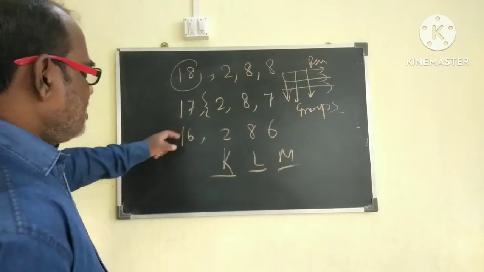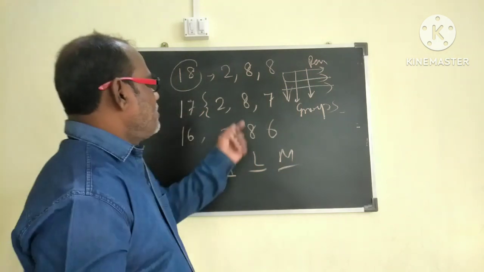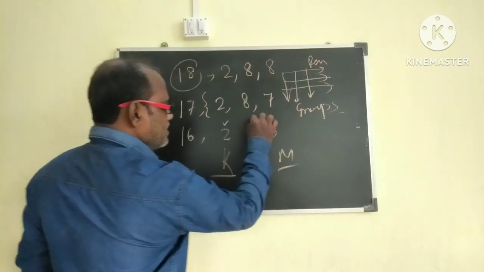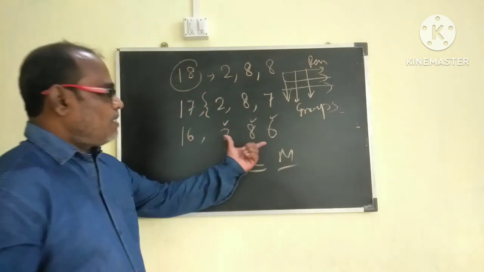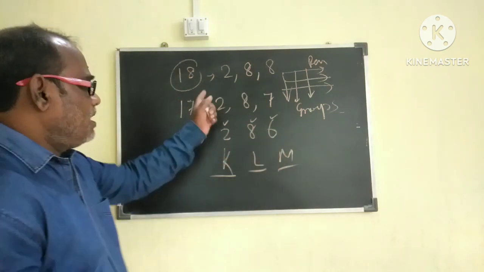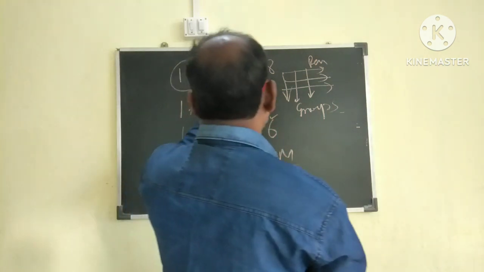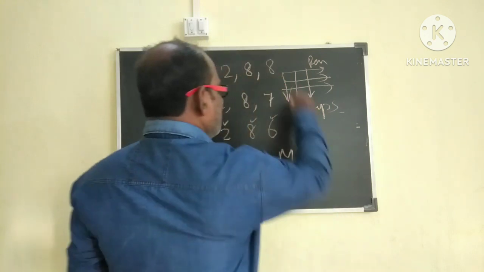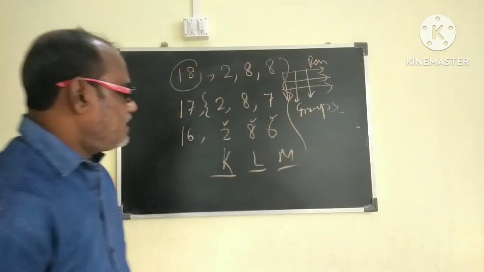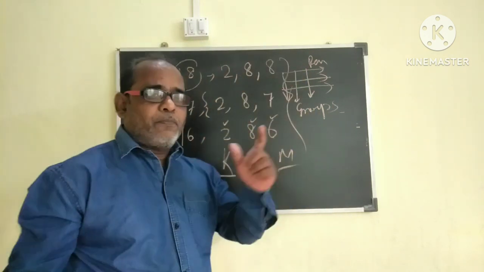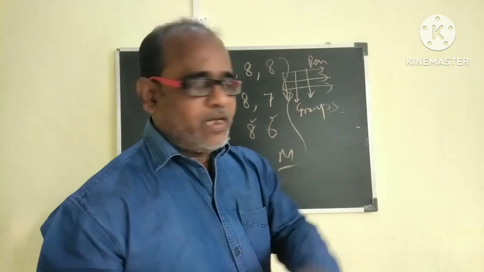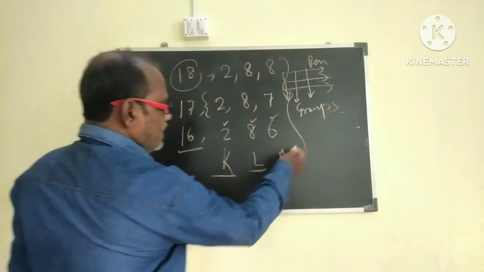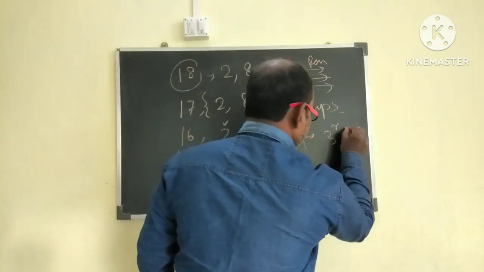Now you can see that for 16, 17, 18, the number of shells is 3 in each. That means from this we can understand that the number of shells represents the number of the period. That means all these lie in the third period.